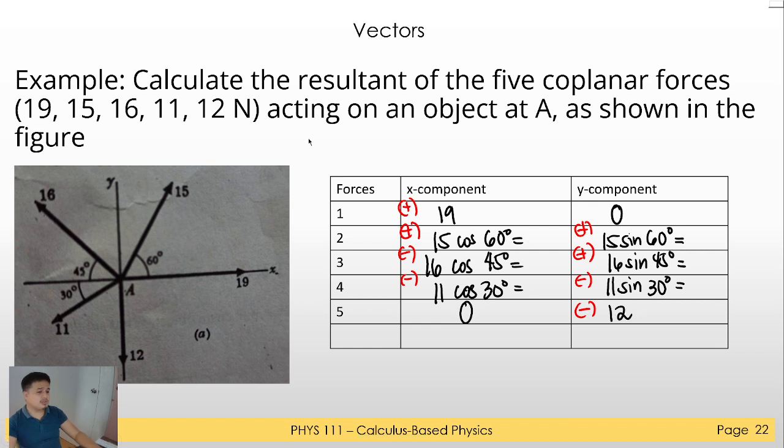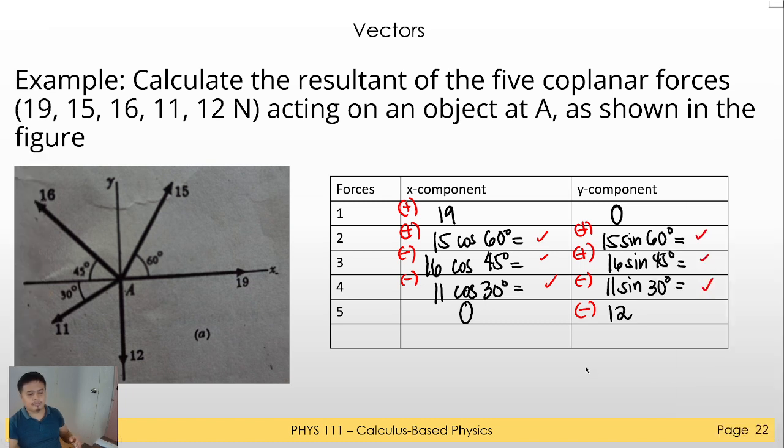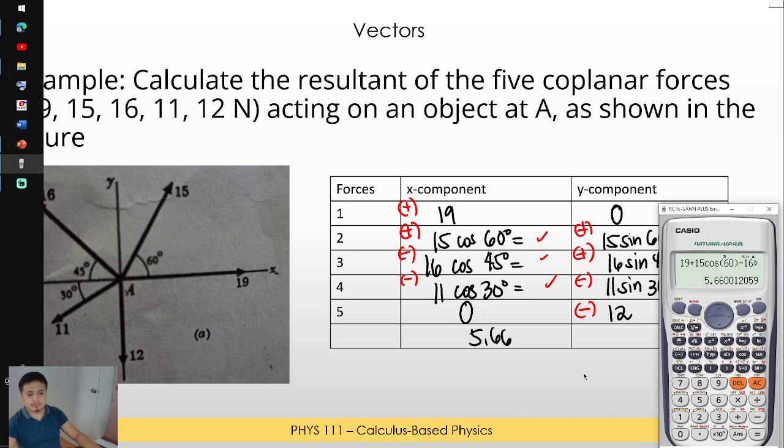So let's solve for the following. Actually, we do not need to solve these individually anyways. We could do this directly here. We can calculate this at home, depends on you. Let's calculate this directly so we can do this faster. So we have 19 plus 15 cosine 60 minus 16 cosine 45 minus 11 cosine 30. So we have 5.66 here. So this is positive.